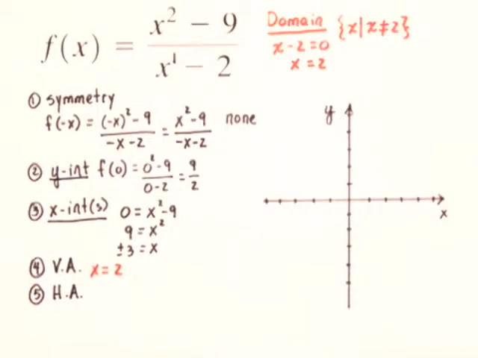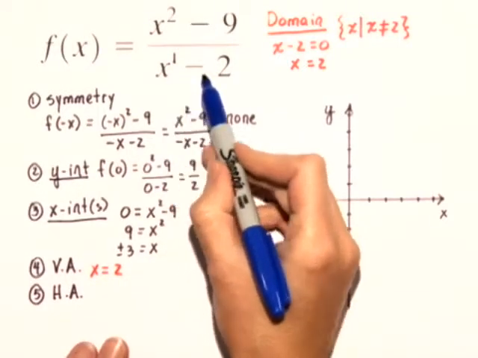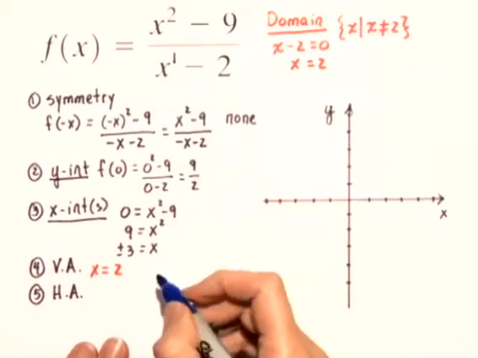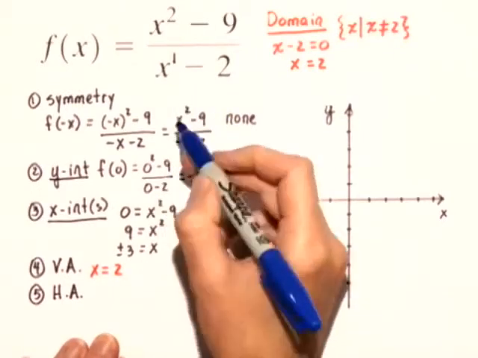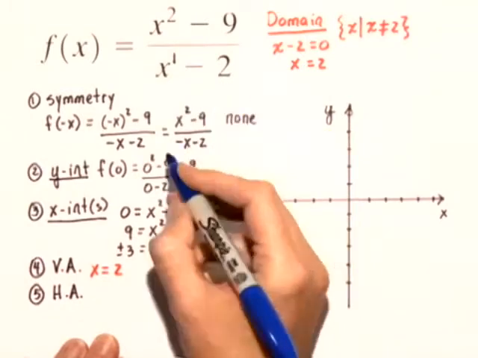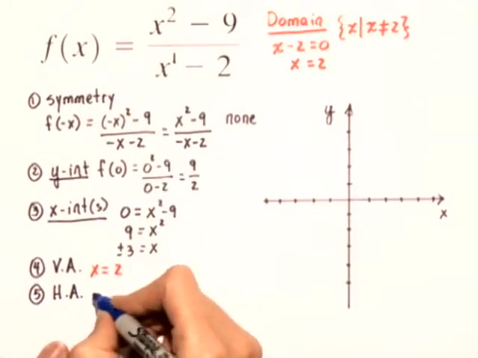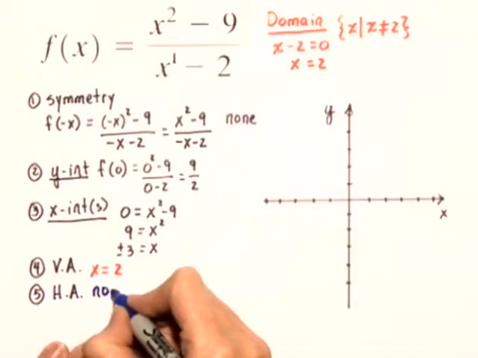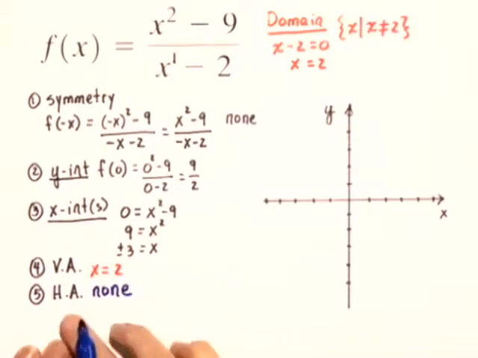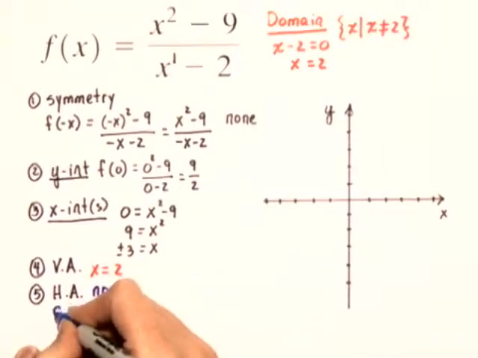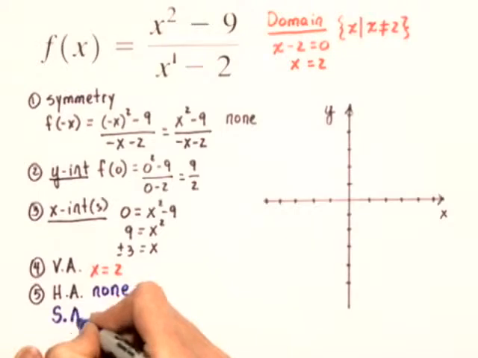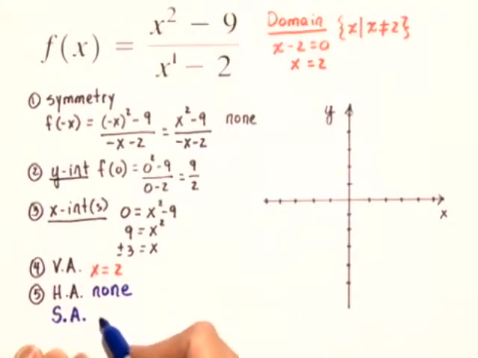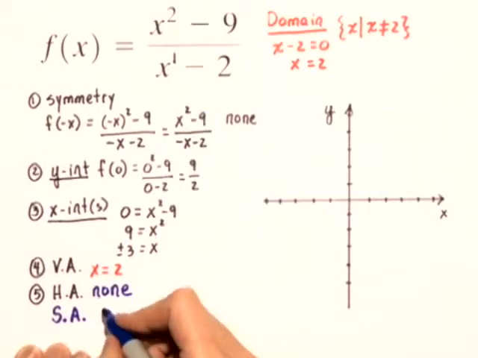So we can use division, and in this case synthetic division will work since we're dividing by x to the first power. So let's use synthetic division. Since we're dividing by x minus 2, let me put a couple things here. We have no horizontal asymptote, but I'm going to use the abbreviation SA for slant asymptote. And we're going to do synthetic division to find out what that is.